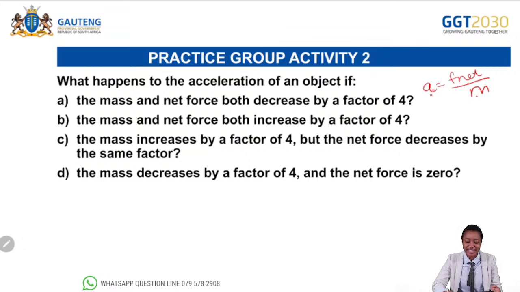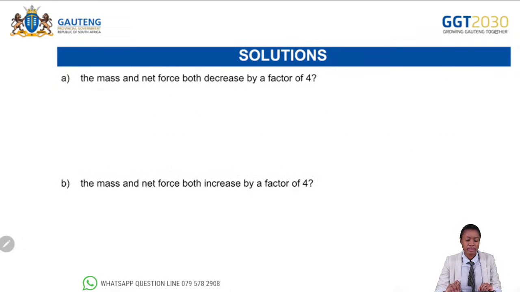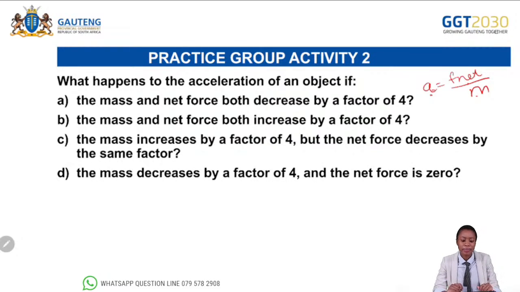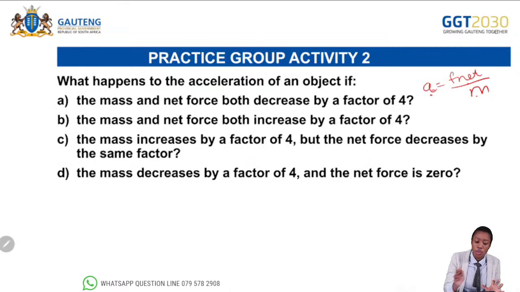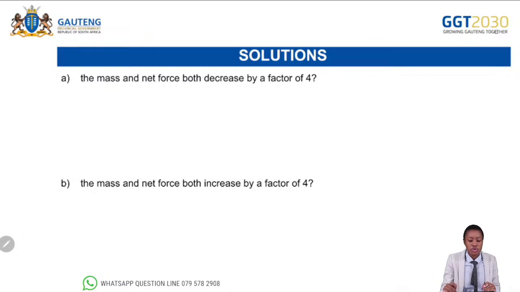Welcome back, grade 11s. I hope the time was enough for you to go through these problems and get to a solution. Right. So the first one says, what happens to the acceleration of an object if the mass and the net force both decrease by a factor of 4? So we are looking at what happens to acceleration if the mass and the net force decrease by a factor of 4. Let's work with them separately.